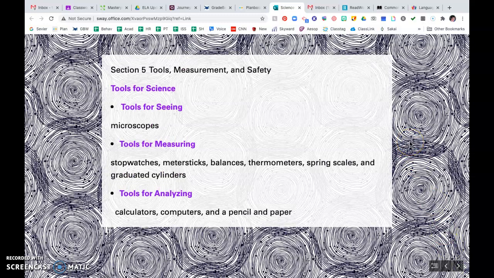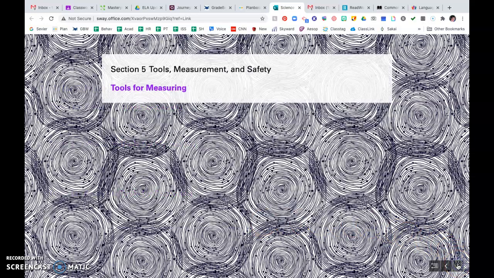All right, so tools for science. We have tools for seeing, measuring, analyzing. Some tools for seeing in science would be a microscope, where you can magnify what you're looking at. For measuring, stopwatches, meter sticks, balances, thermometers, spring scales, and graduated cylinders, those funny skinny looking tubes that you see scientists with. And for analyzing, calculators, computers, and your brain with a pencil and paper, the old-fashioned way.